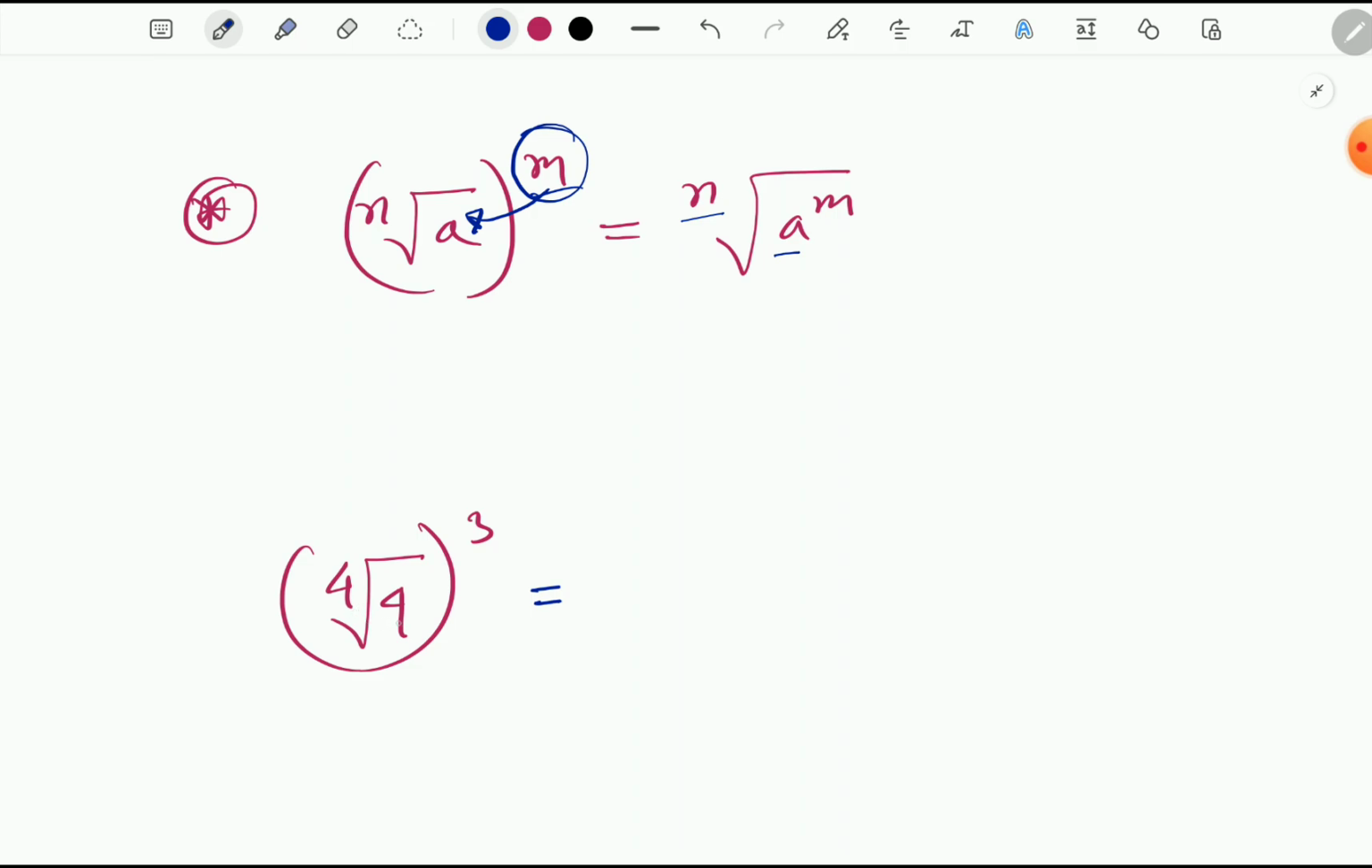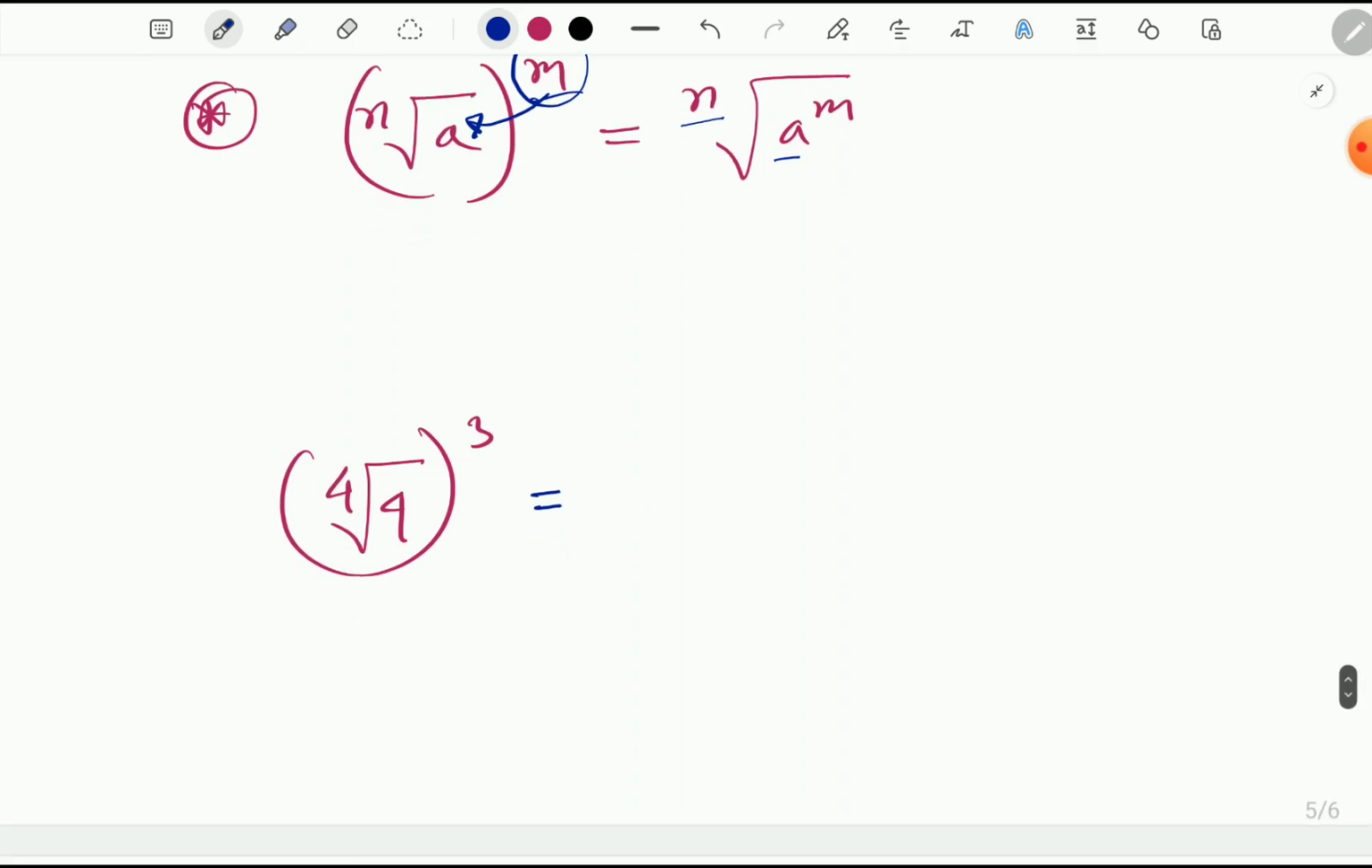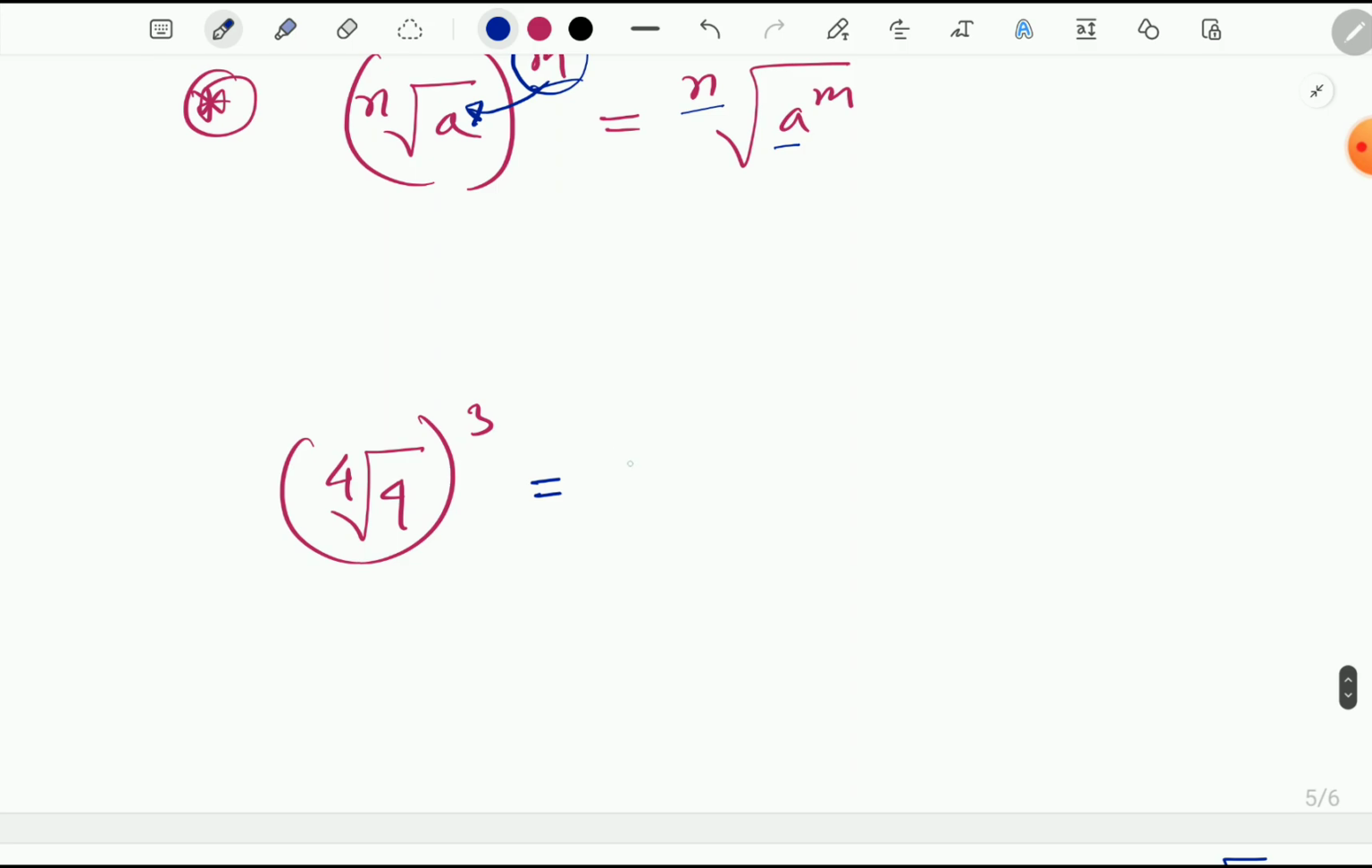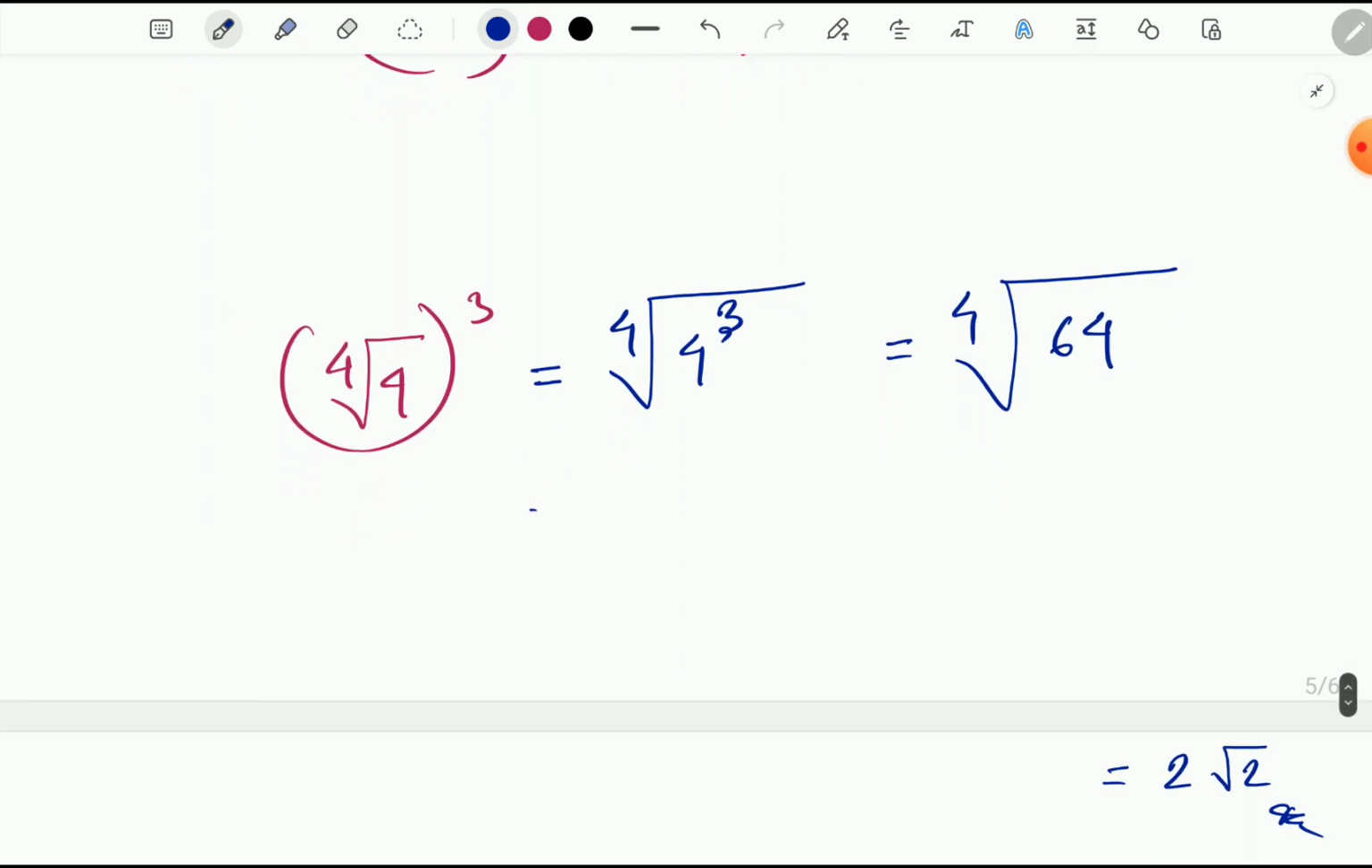So in this case we can write 4 whole cube, which will give us 64, and this 64 we can write 8 square, right?